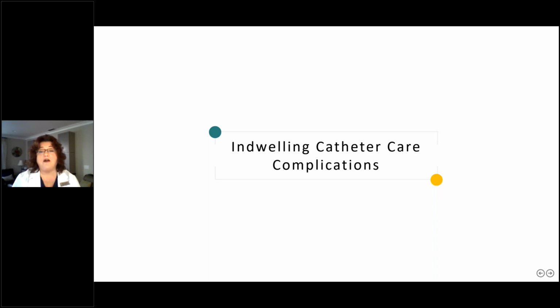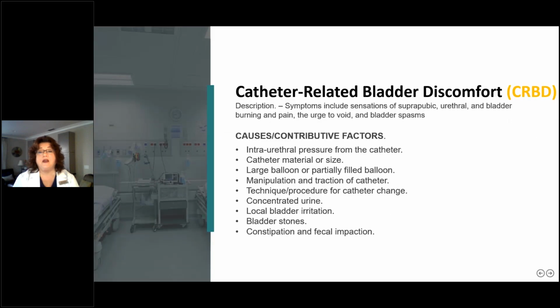Indwelling catheter care complications. There's a lot of discomfort that you hear about, catheter-related bladder discomfort, or CRBD. The symptoms that they get can include sensations of suprapubic, urethral, and bladder burning and pain, and then also that strong urge to void, and then the bladder spasms. So what causes these? There's several things.